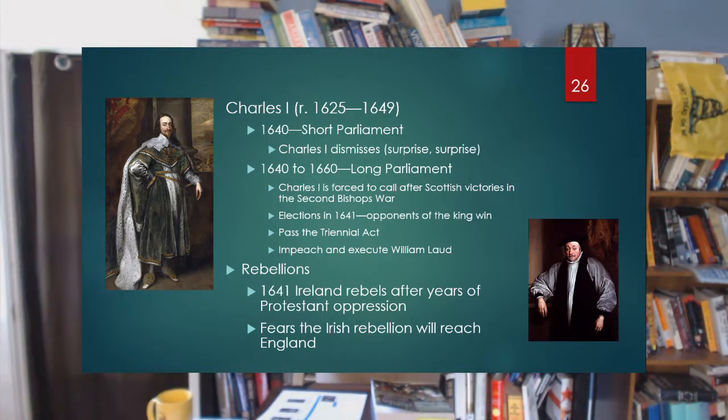Basically, this Long Parliament is anti-Charles I, so they clash a lot. They pass the Triennial Act, which says Parliament must meet every 3 years. They impeach and execute William Laud, so we might not be able to touch the king, but we'll execute his religious lieutenant. In 1641, there's a rebellion in Ireland. So basically, Scotland is in rebellion, Ireland is in rebellion. It's not a good situation.